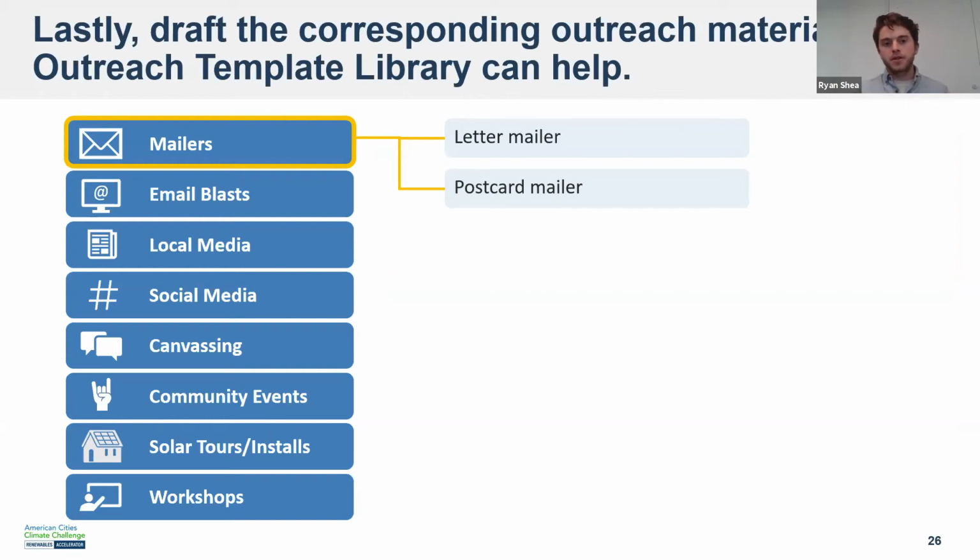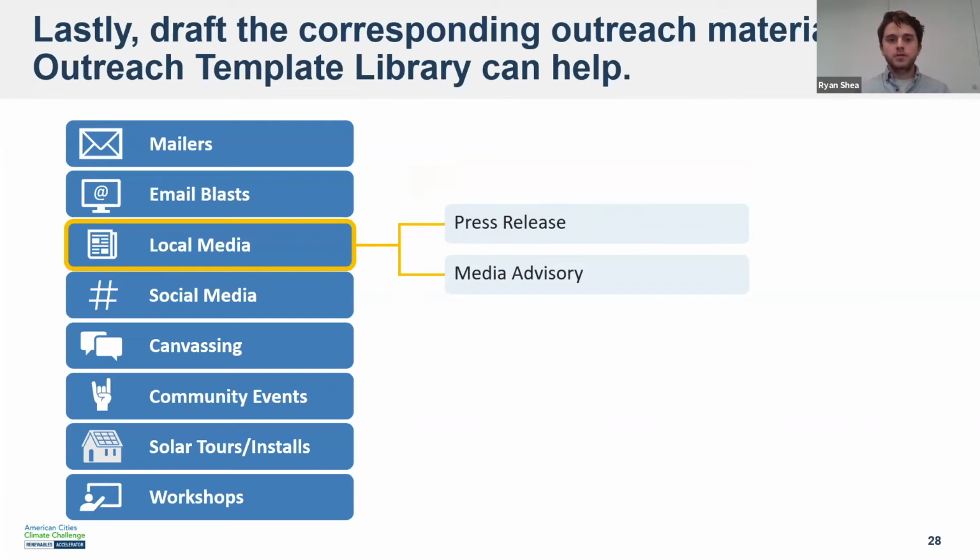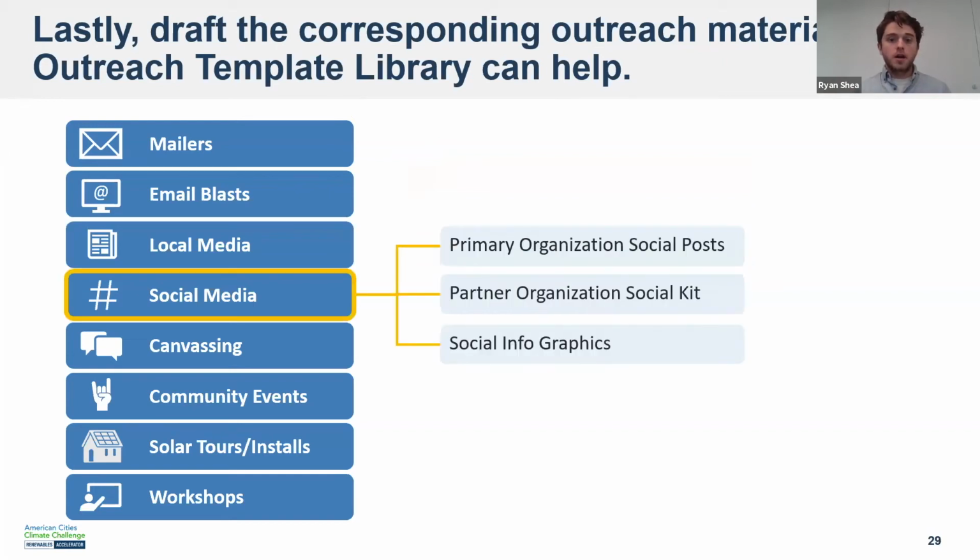We also have a separate file, our outreach template library, that has templates for all of these. For mailers, these could be letters or postcards to residents. For emails, these could be email templates that your campaign sends out on a recurring basis, or letting partner organizations know about, or providing them with an email template that they can send their network. For local media, this would be things like press releases and media advisories that you would want to send. For social media, the posts that your organization will want to post, as well as providing partner organizations a social media toolkit that has example posts, infographics that they can share, or photos in their posts.